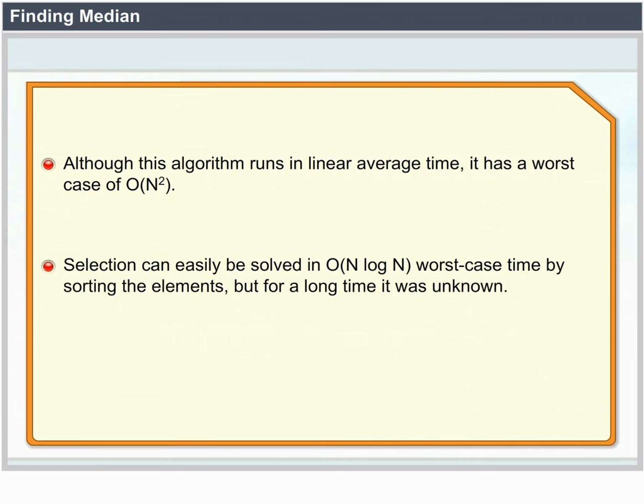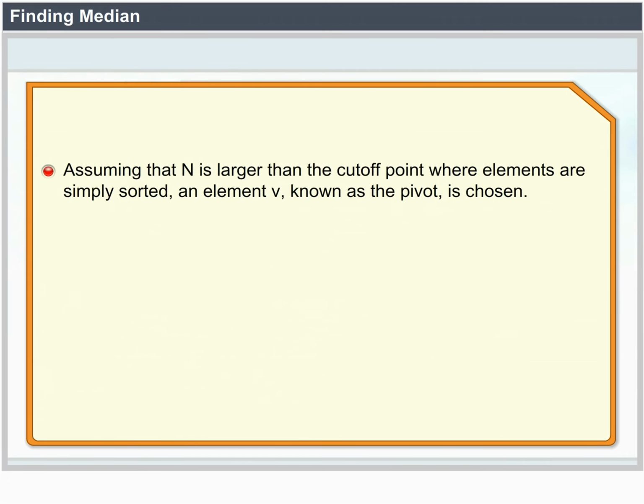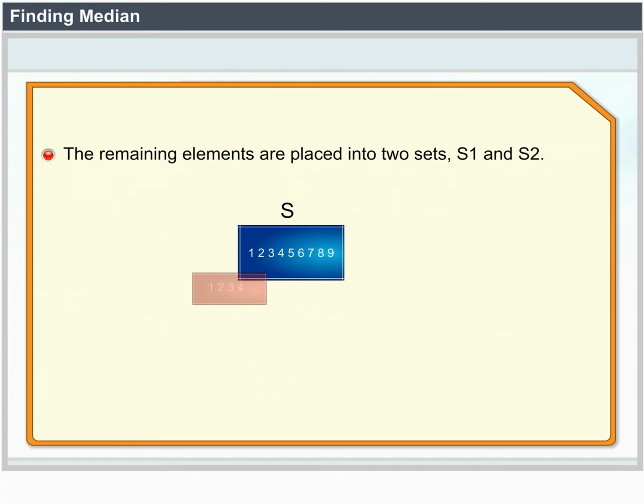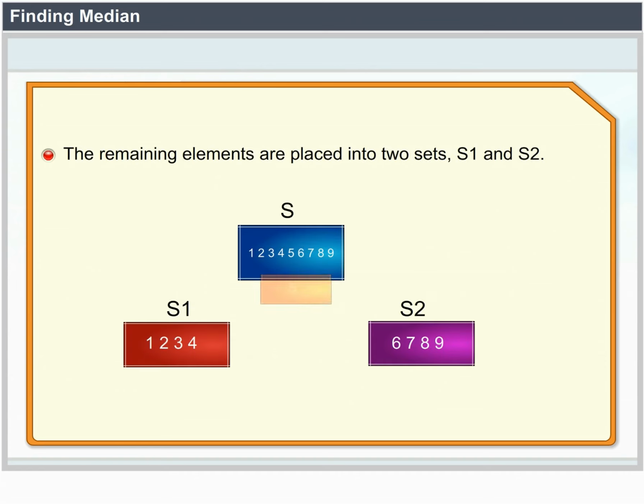Selection can easily be solved in O(n log n) worst case time by sorting the elements, but for a long time it was unknown whether it could be done faster. The basic algorithm is a simple recursive strategy. Assuming that n is larger than the cutoff point where elements are simply sorted, an element v, known as the pivot, is chosen. The remaining elements are placed into two sets, S1 and S2.